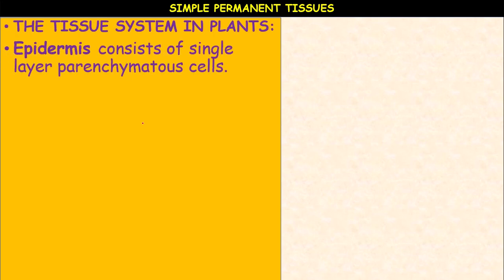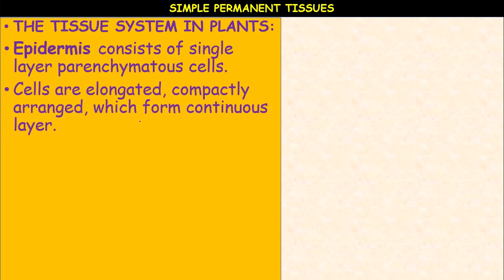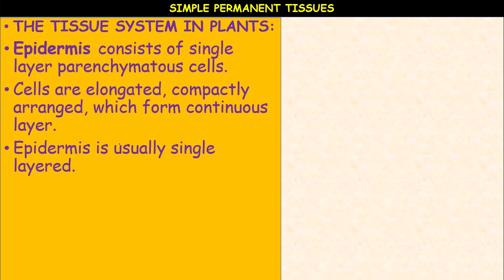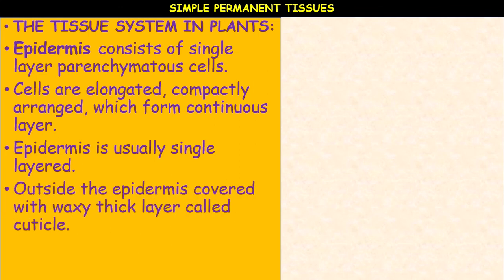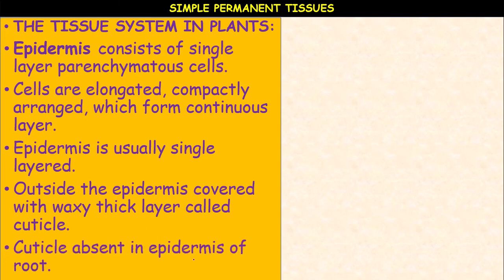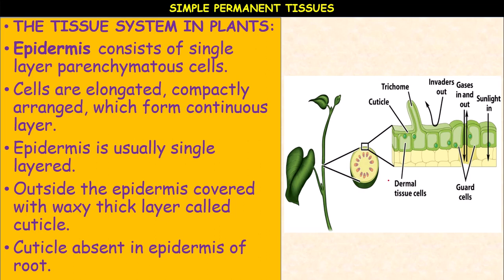Let us continue with the tissue system. The epidermis consists of a single layer of parenchymatous cells. The cells are elongated and compactly arranged, forming a continuous layer. The epidermis is usually single layered. Outside the epidermis is covered with a waxy thick layer called cuticle. The cuticle is absent in the epidermis of roots. So, this is the epidermal tissue.